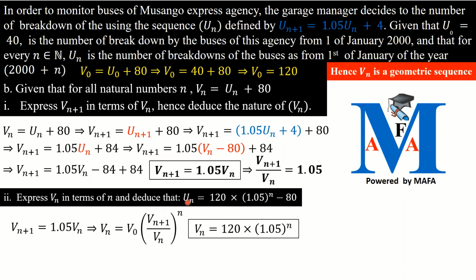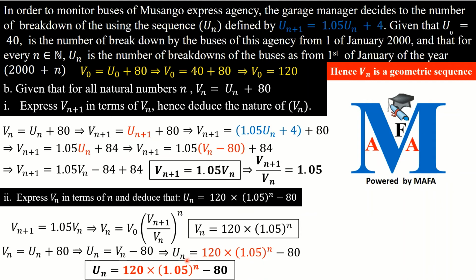Now I need to deduce that U of n is equal to 120 times 1.05 to the power n minus 80. To deduce this, I'm going to use a relationship between V of n and U of n. Our V of n is equal to U of n plus 80. What does it mean? It means that our U of n is equal to V of n minus 80. But what is V of n? It is this quantity. So we can deduce automatically that our U of n is equal to 120 times 1.05 to the power n minus 80, which is what was required to prove.